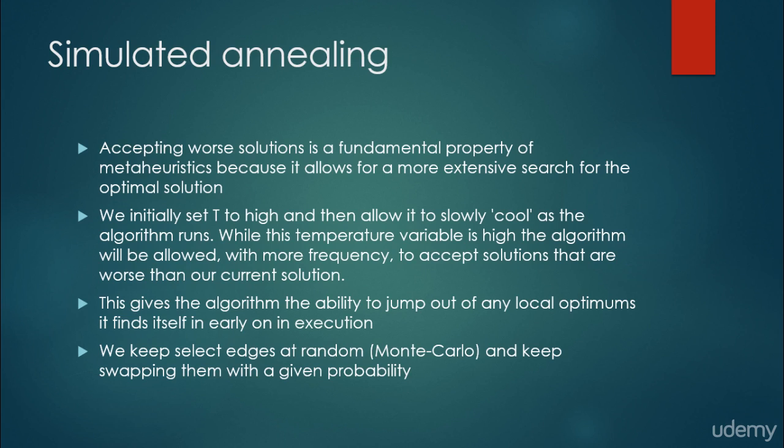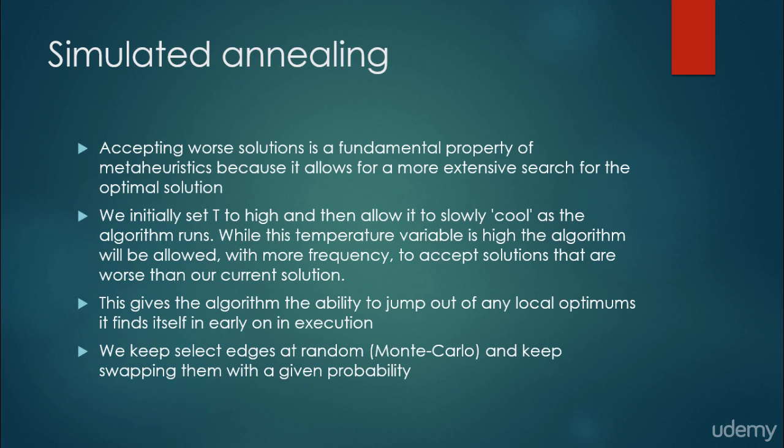So we initially set the temperature high and then allow it to slowly cool as the algorithm runs. While this temperature variable is high, the algorithm will be allowed with more frequency to accept solutions that are worse than our current solution. We will see that sometimes we start with a random tour, where a tour means a permutation of the cities, and after running the algorithm, we end up with a solution that's worse than our initial one. So we usually run the simulated annealing algorithm several times and calculate the average. And this is quite a good solution, we are going to see. This gives the algorithm the ability to jump out of any local optimums, as I said earlier.